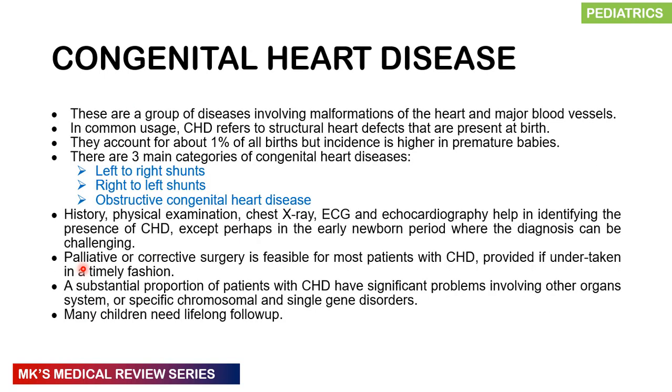Now, when you talk about congenital heart disease, this is just pretty much a group of diseases that are going to be involving malformations of the heart as well as malformations of the major large blood vessels. So in common usage, congenital heart disease actually is going to be referring strictly to structural heart defects that are present at birth. They're going to be accounting for about 1% of all the births, but the incidence is actually much higher in premature babies than those that are term pregnancies. There are three main categories that we're going to look at.